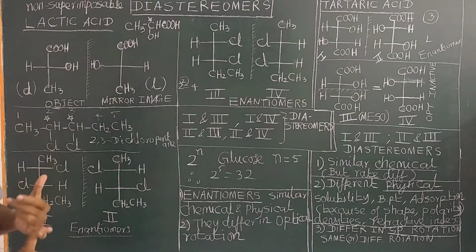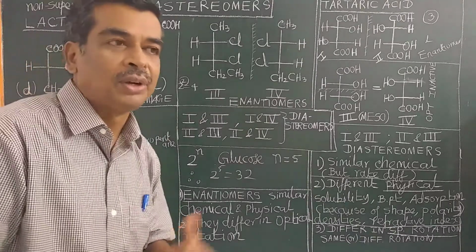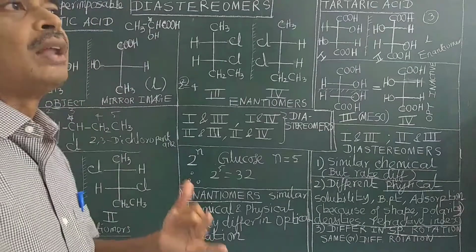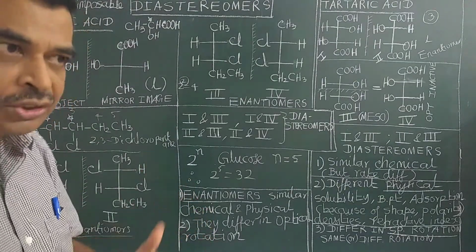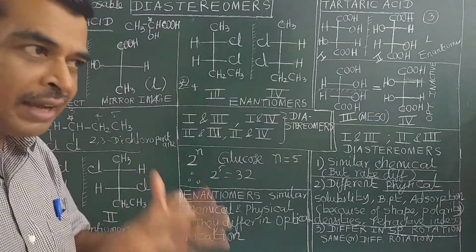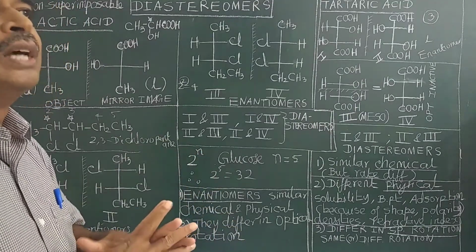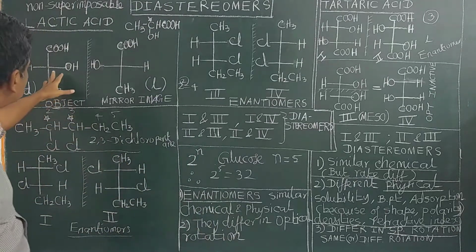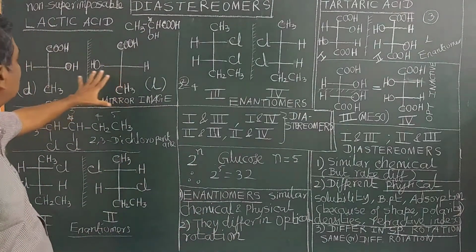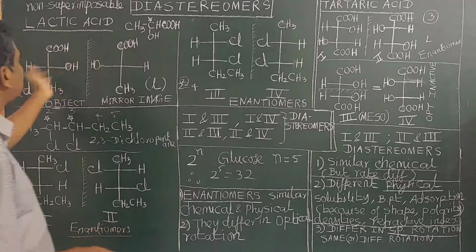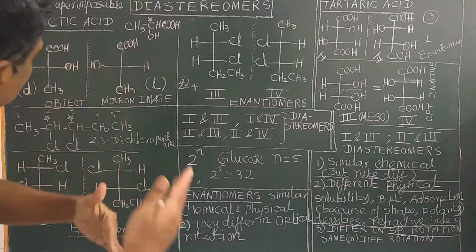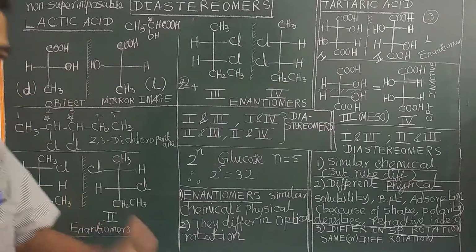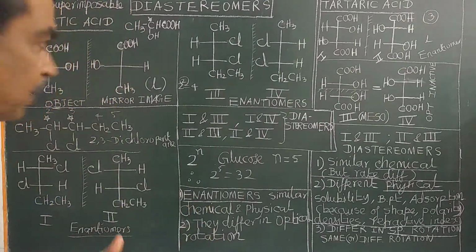There are two types of stereoisomers. I forgot to tell. One is cis-trans isomerism. Another is optical isomerism. They are called stereoisomers because they have the same molecular formula but different spatial arrangement or orientation. In one case, the OH group is on the right hand side, in another case, the OH group is on the left hand side. These enantiomers, these optical isomers, differ.